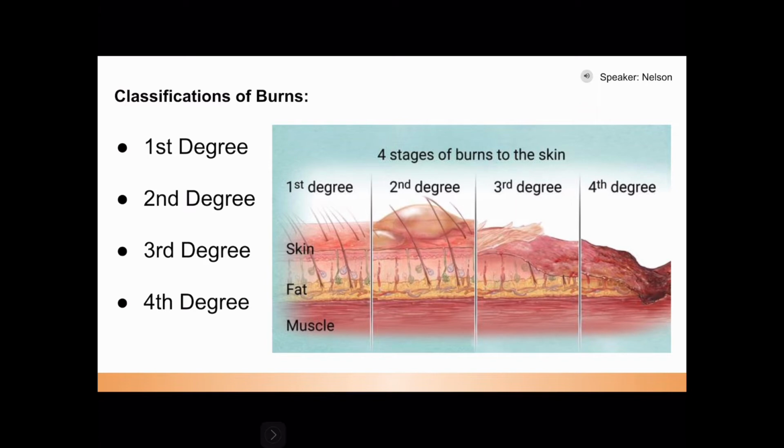Second degree partial thickness burns. Second degree burns involve the epidermis and part of the lower layer of the skin, the dermis. The burn site looks red, blistered, and may be swollen and painful.